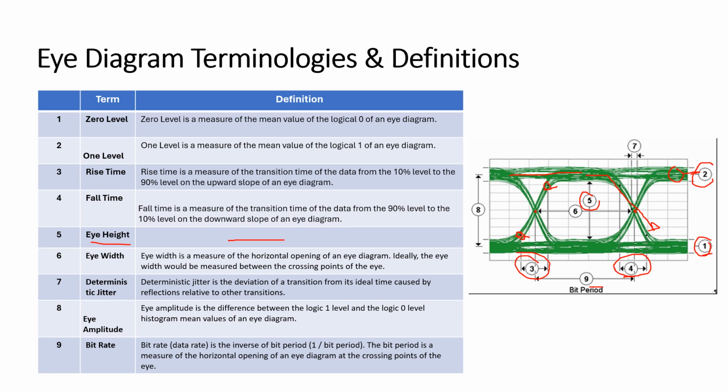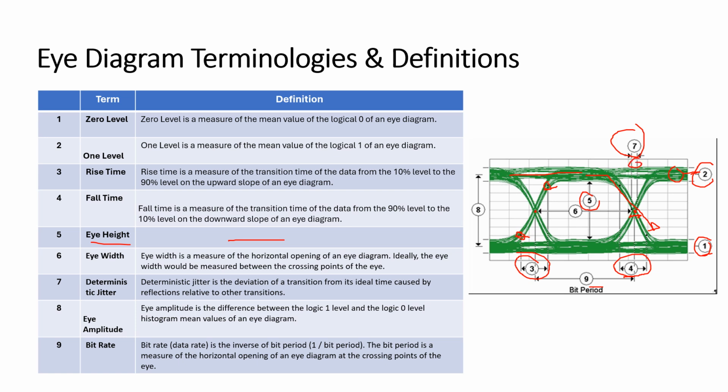Then comes the seventh point, that is deterministic jitter. When I say deterministic jitter, jitter is divided into two major parts. One is deterministic jitter, and then comes random jitter. So deterministic jitter is the deviation of the transition from its ideal time caused by the reflection relative to the transition. As you can see over there, there was this crossing point, and whatever signal distortion happens on this horizontal phase is considered to be deterministic jitter.